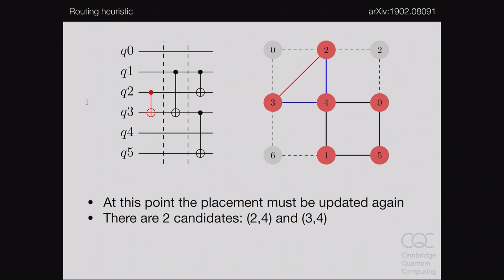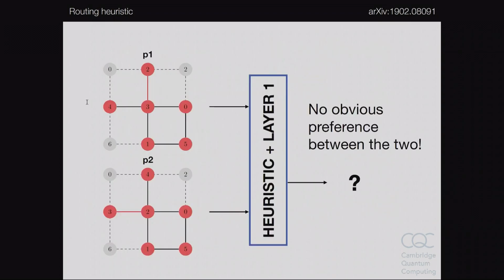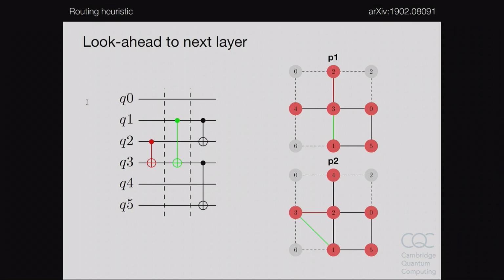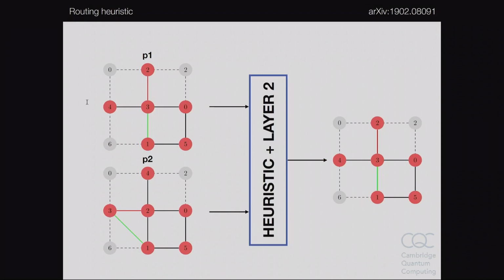This time, there's only 2 interacting qubits, and each one only has 1 live edge. So we've got 2 candidate placements, swapping along 2 and 4 and swapping qubits 3 and 4. But we can see if we do either of these that they both solve the problem for the first layer. There's no obvious preference, so what do we do? And the solution is very simple. We introduce a very basic look ahead where we complete the same heuristic, but we consider the second layer of the circuit instead of the first one. So you'll see here this P1 actually solves it for the next layer, so if we add it to a heuristic, it's going to opt for it.